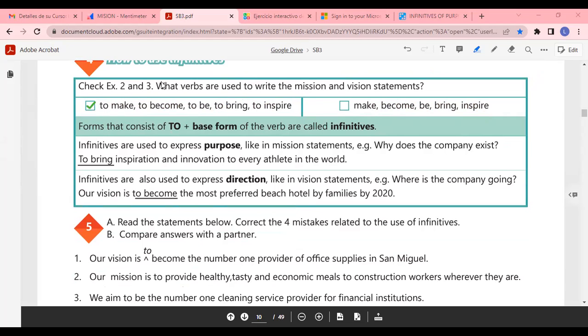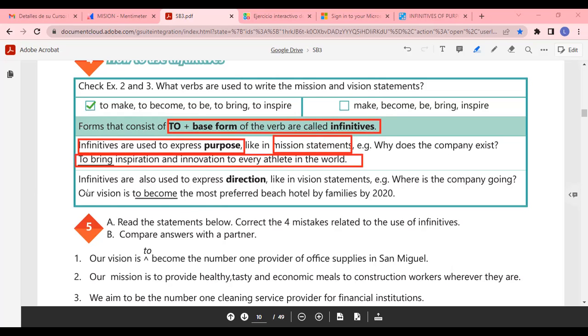Y aquí, como pueden ver, dice, the forms that consist of to plus the base form of the verb are called infinitives. Y los infinitives dicen que son utilizados para expresar un purpose, ¿ok? Un propósito, como la mission statements of some things or some companies. Y aquí tenemos un ejemplo. Like from the Nike, to bring inspiration and innovation to every athlete in the world.